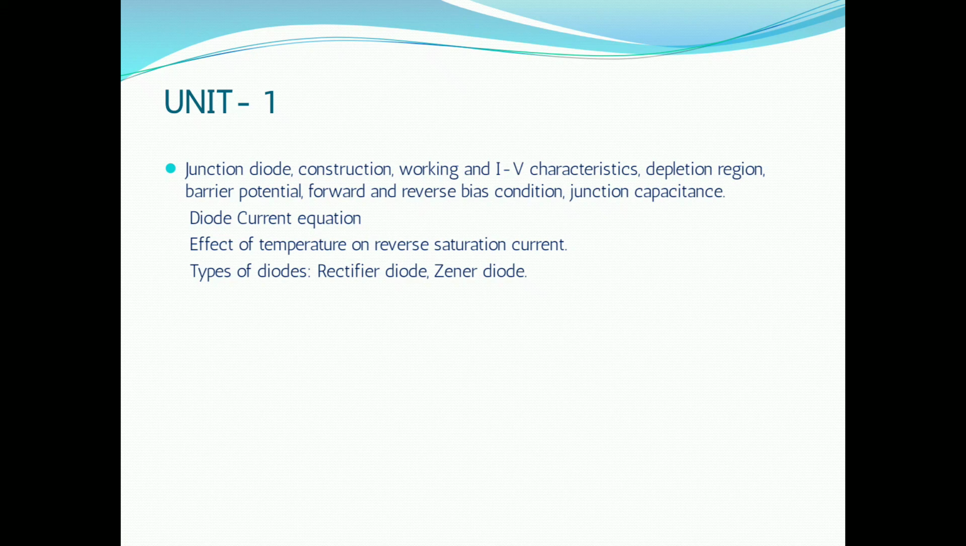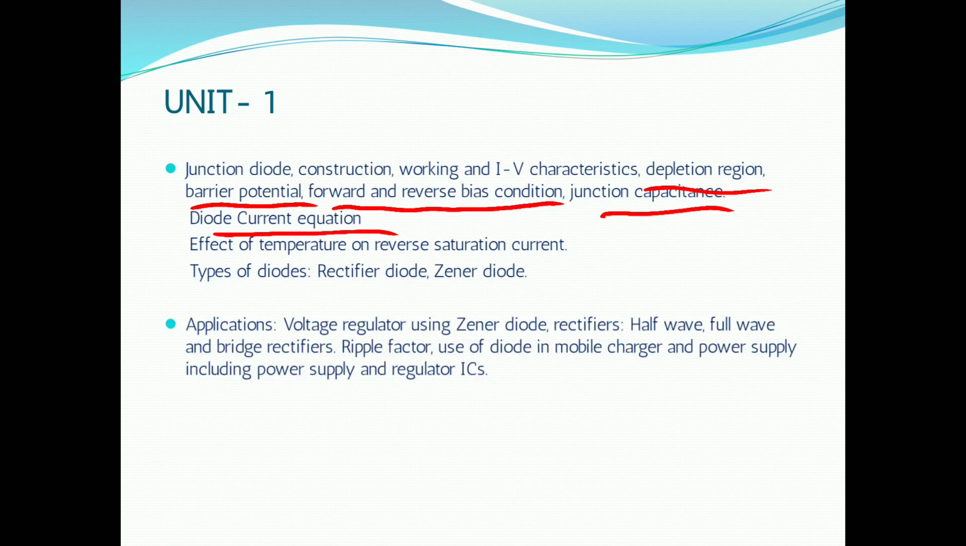In the first unit, we are going to learn the junction diode, its construction, working, IV characteristics, and some basic terminologies of diode, which are depletion region, barrier potential, forward and reverse bias condition, junction capacitance, diode current equation, then the effect of temperature on reverse saturation current. Then we are going to study different types of diodes, rectifier diode and Zener diode.